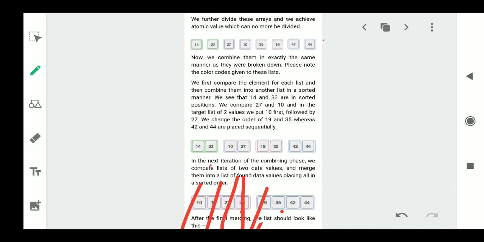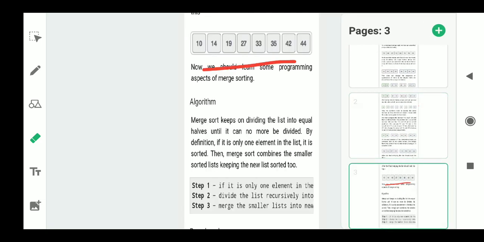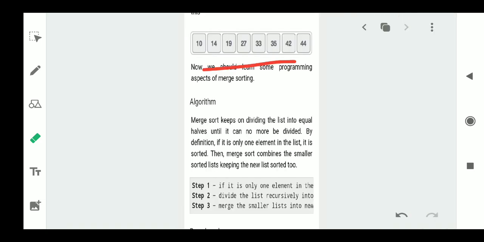Now we'll compare these 2 elements, 35 and 42. 35 is smaller. We will take 35 into the list. 42 is the next element and 44 is the next element. Like that, after several comparisons, we are going to take the entire list of elements, the 2 sublists, into the single array. So this is the final array we have got.